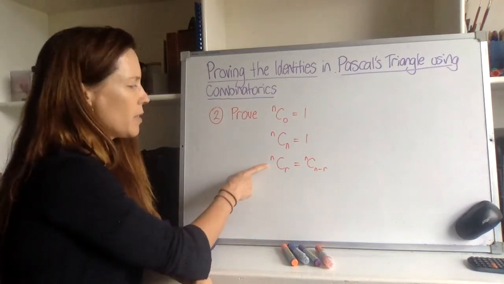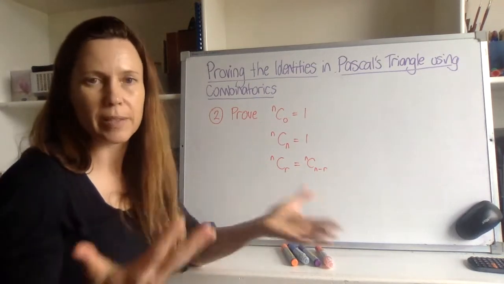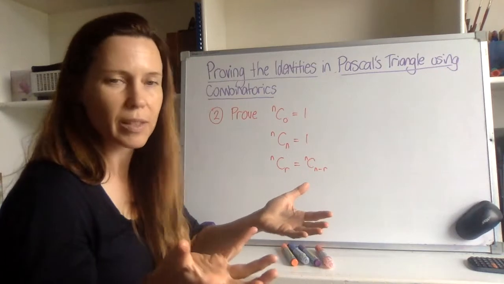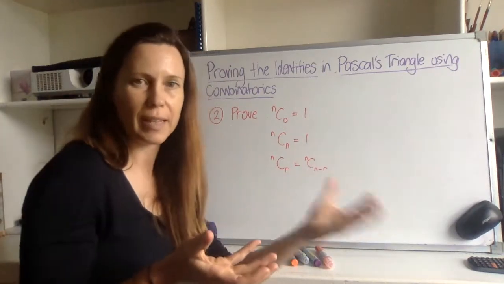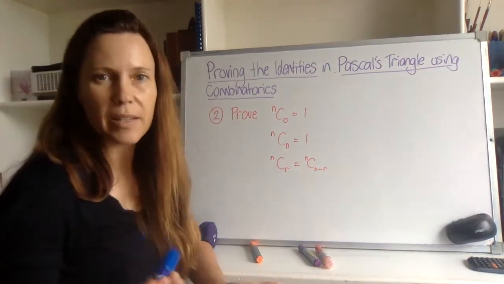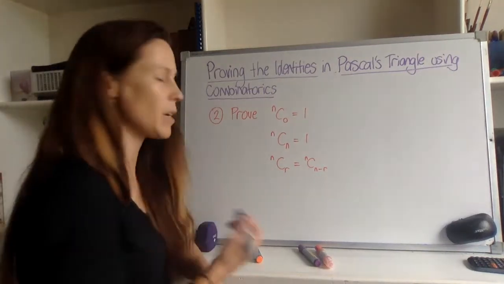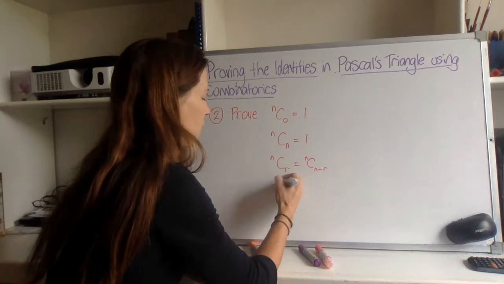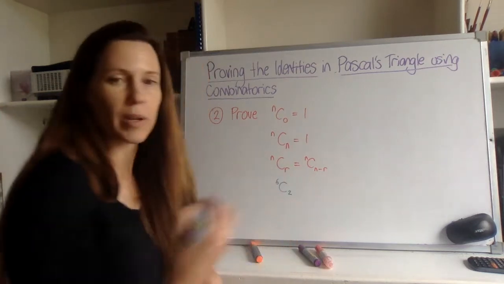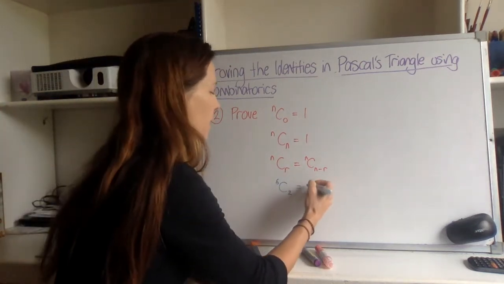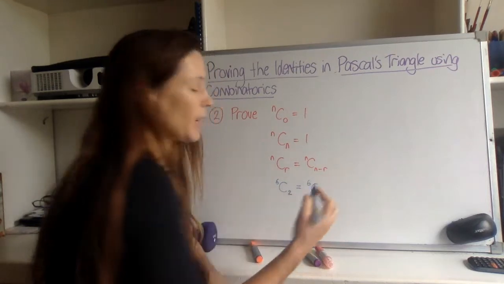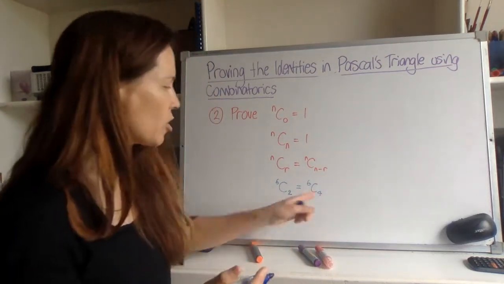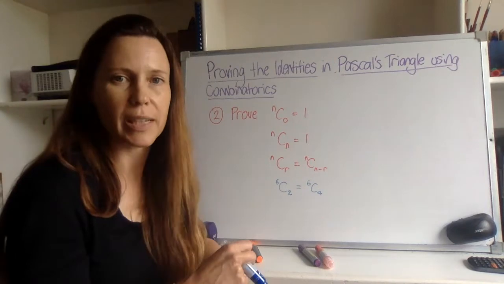And then this one is the one that's based on complements. If you've chosen something, you've also not chosen the leftovers. The easiest way to prove this one is to throw some numbers into it and then use those numbers in an example. So I could say, if there are 6 items on a menu and I'm going to choose 2 of them to eat, then there's the same number of ways that I can do that as the number of ways that I can choose the 4 items that I'm not going to eat.